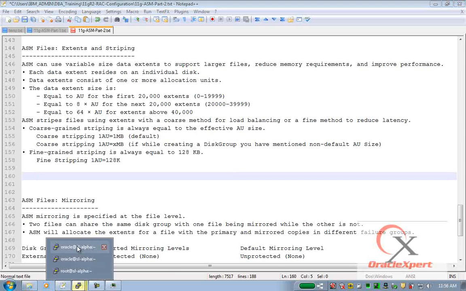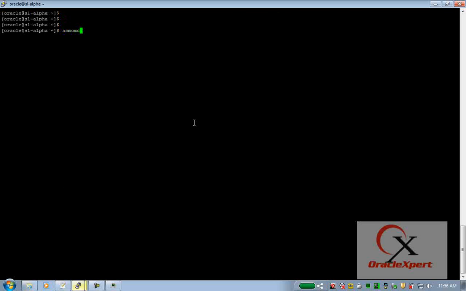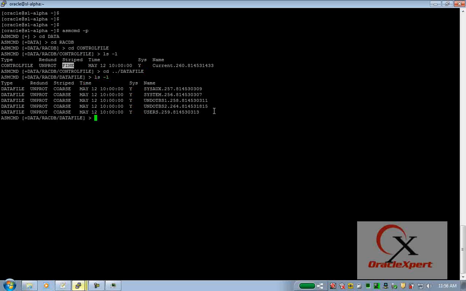I am going to the ASM command prompt. I said ASMCMD -p, going to disk group data, going to rackdb, going to control file. I said ls -l. What type of striping style has it used for control file? Fine striping. If I go back to data file and I say ls -l, what type of striping style does it use? Coarse.